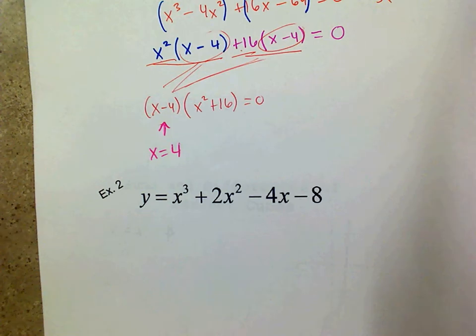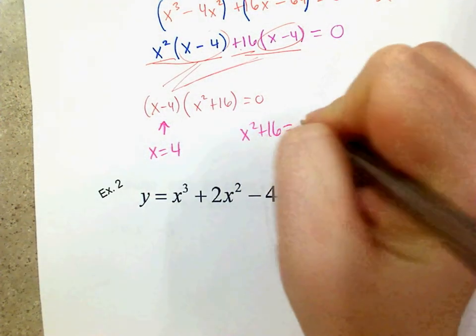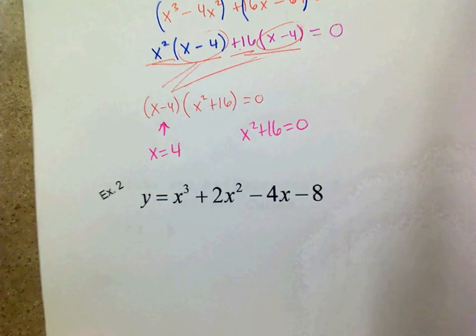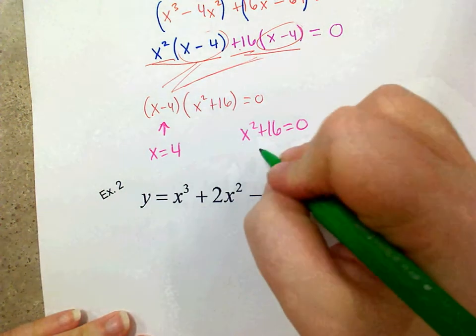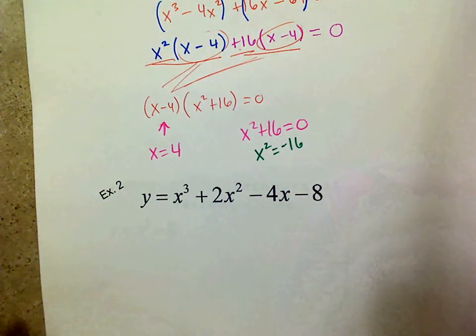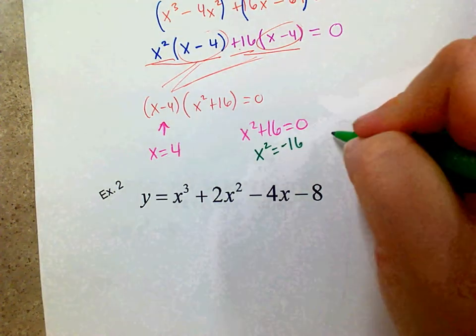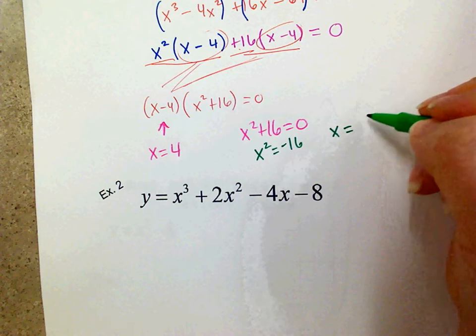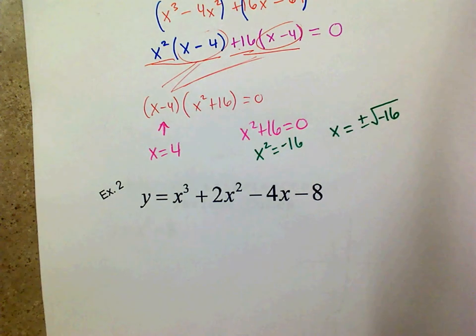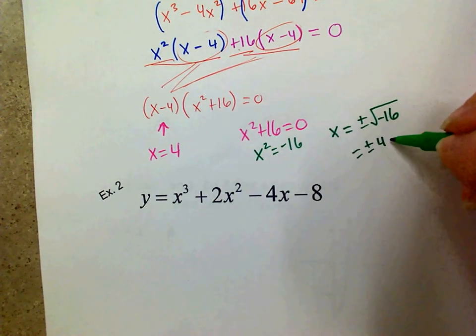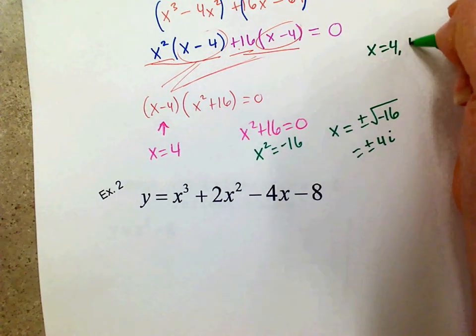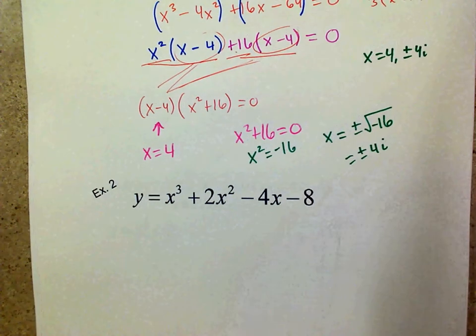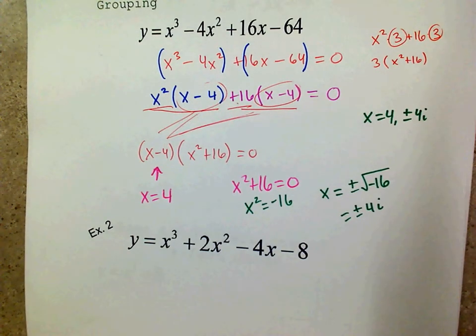Okay, so here's what I need to do. I'm going to write x squared plus 16, and I'm going to set it equal to 0. How do you solve? Subtract 16. So x squared equals negative 16. And then do what? Take the square root. When you take the square root, how many answers are there? So don't forget, plus and minus the square root of negative 16. What's the square root of 16? What's the square root of negative 16? Plus and minus 4i. So you've actually got 3 zeros for this equation: 4 and then plus and minus 4i. So if you were to graph this, how many times would it cross the x-axis?